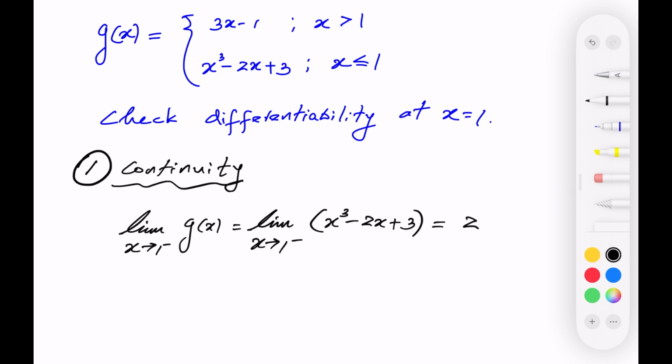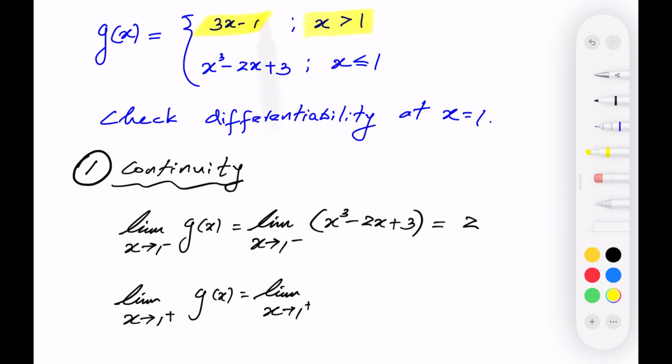And then I will calculate the right-hand limit, which is the limit as x approaches 1 from the right-hand side of g of x. What component function should be selected? When x is approaching 1 from the right-hand side, it means x is very, very close to 1, that's true, but x is greater than 1. When x is greater than 1, g of x is equal to 3x minus 1. So let's go ahead and use that function, 3x minus 1. We can do the direct substitution straightforward. It's going to be 3 times 1 minus 1, which is also equal to 2.